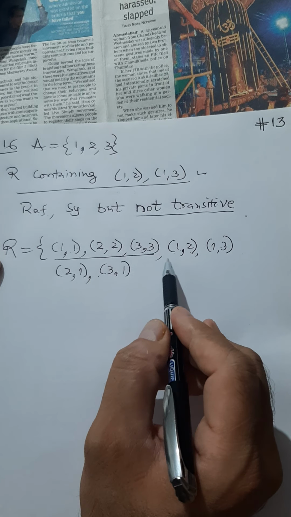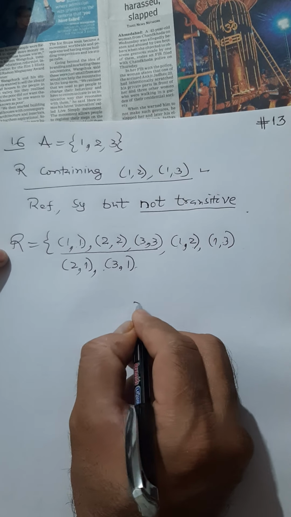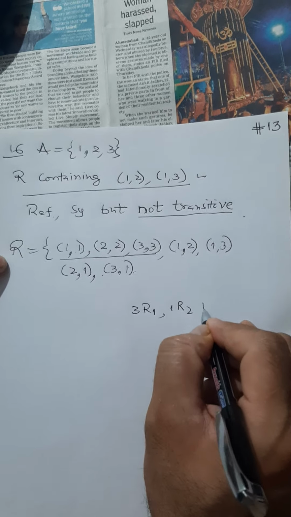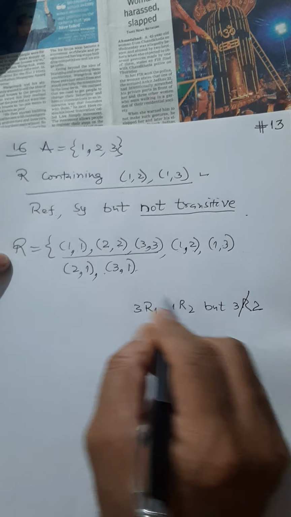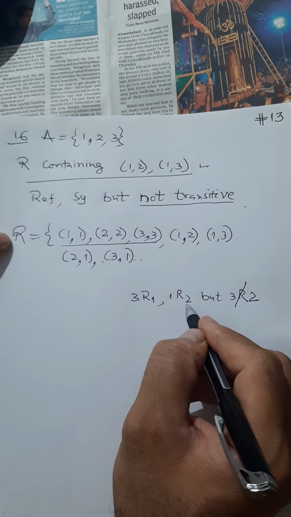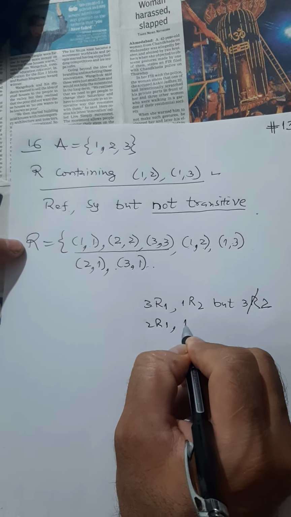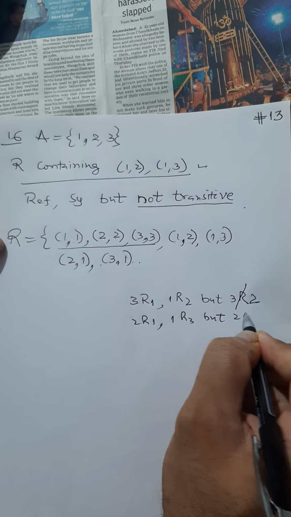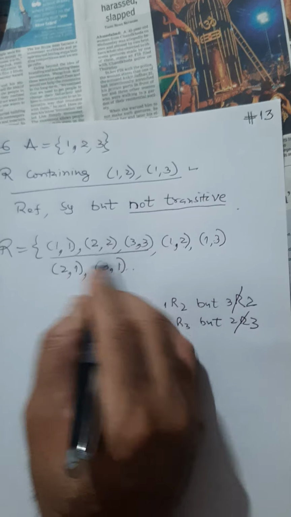Why is it not transitive? For example, you can take (3,1): 3 related to 1, and 1 related to 2, but you see that (3,2) is not there. If I put (3,2) here, it becomes transitive. Even you can see that (2,1) is there, (1,3) is also there, but you can see that (2,3) is not there.